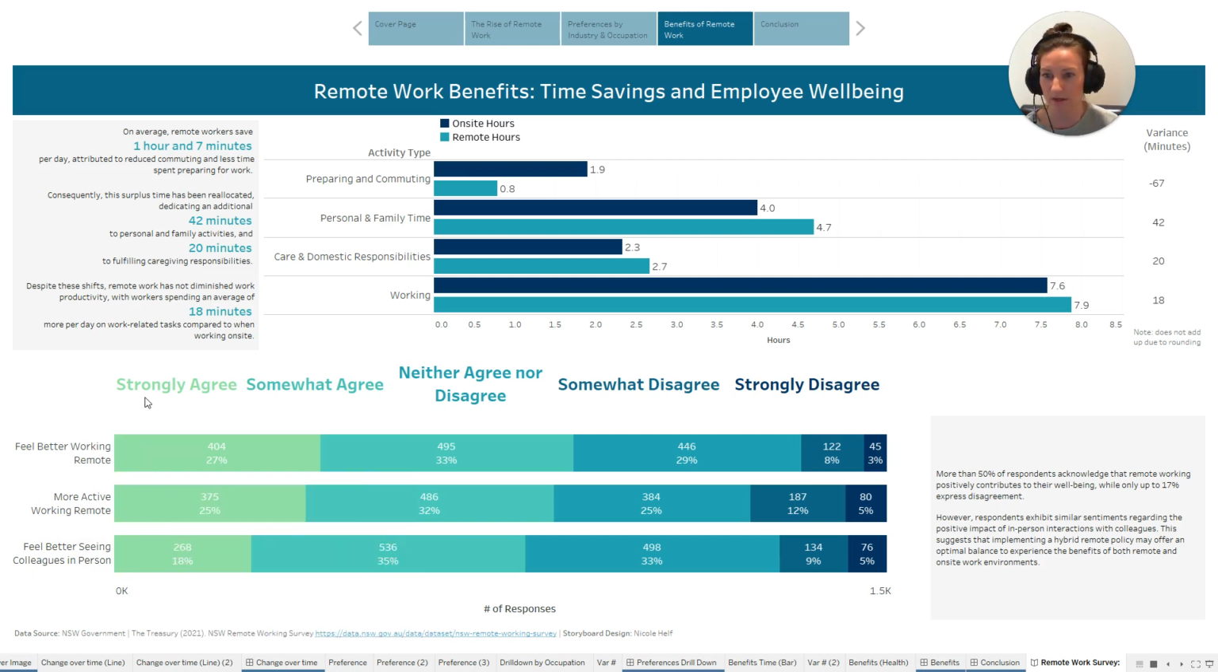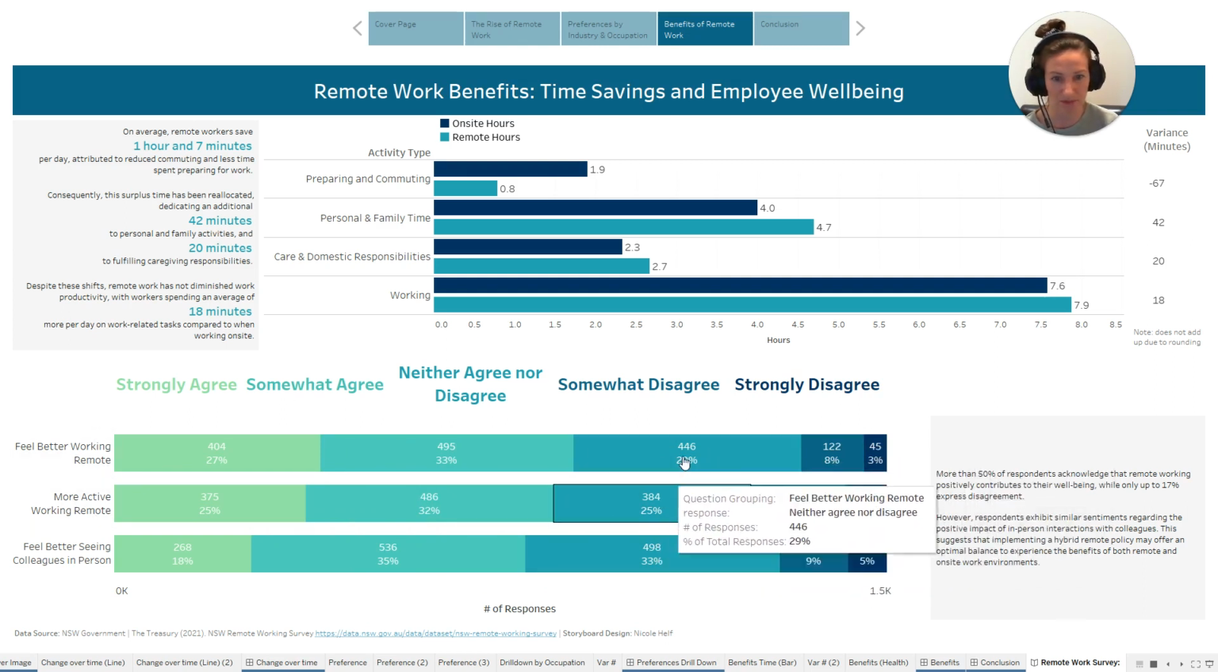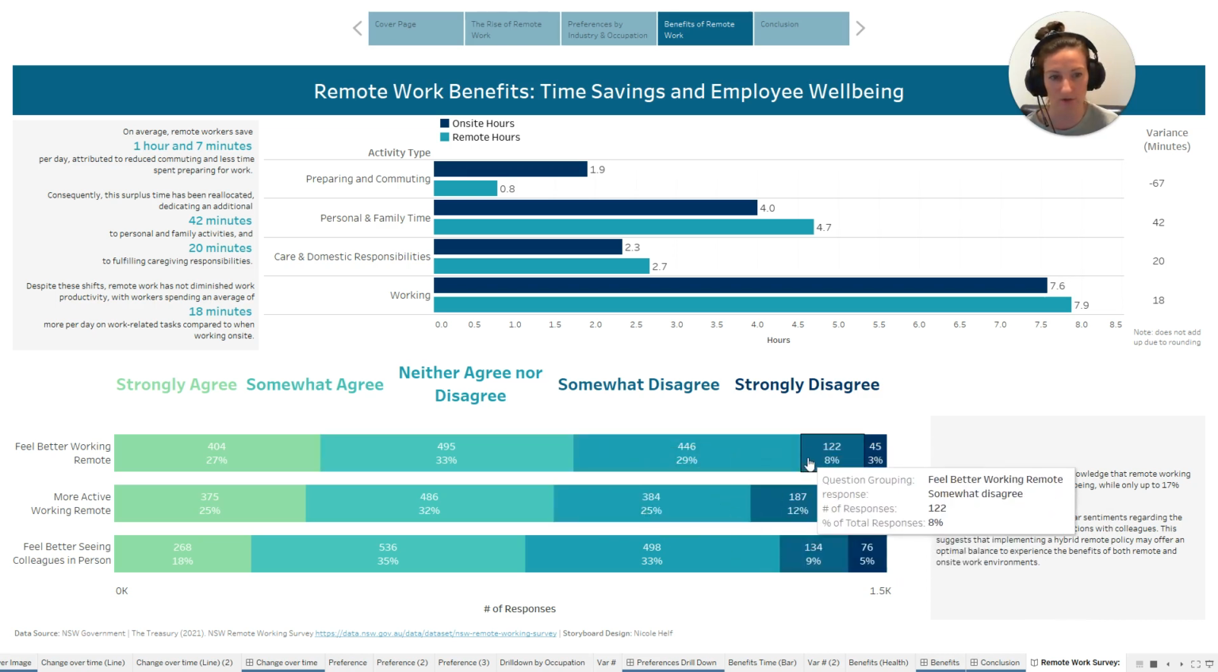And they could have responded by either strongly agree, somewhat agree, or disagree, somewhat disagree, and then strongly disagree. And when we look at that, if we look at the agree, so strongly and somewhat, it's about 50% of respondents acknowledge that working remote did positively contribute to their well-being. So they feel better, they're more active. While only 17%, there is a big chunk here where they don't agree or disagree, but then only about 70% that do not agree with that.